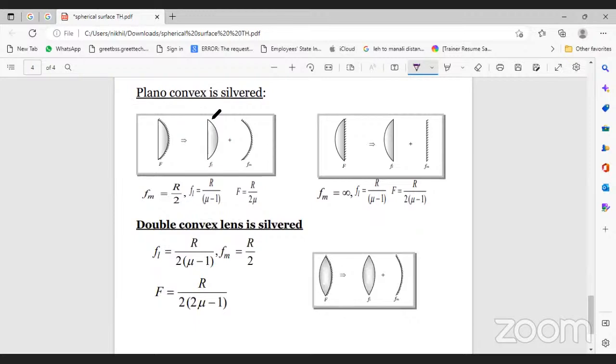Come to the first case. Which surface is silvered?